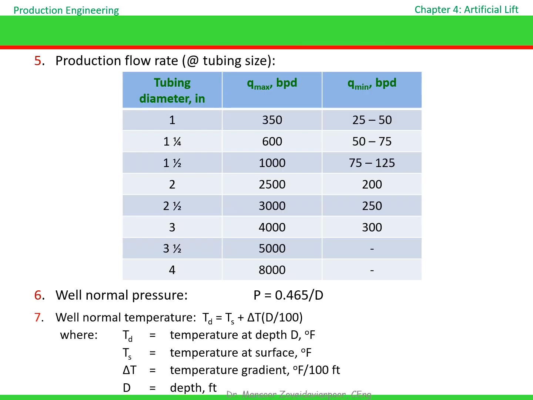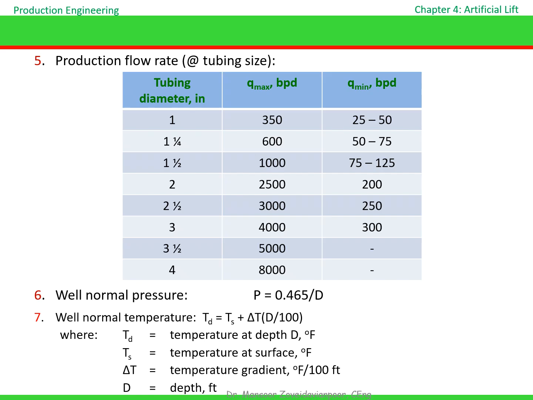Tubing size has a major impact on the production rate that a gas lift system can handle. As tubing diameter increases, the maximum achievable production rate also increases. For example, a 1-inch tubing may handle only a few hundred barrels per day, while a 4-inch tubing can accommodate several thousand barrels per day. The table provides quick design guidelines for selecting an appropriate tubing size based on the expected production range. The key message is simple. Undersized tubing restricts production, while oversized tubing can reduce flow efficiency. The tubing size should match the production target.